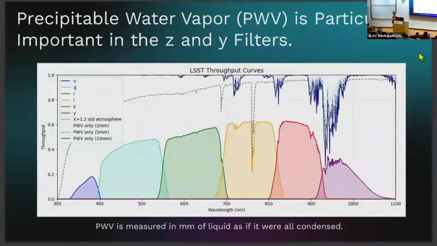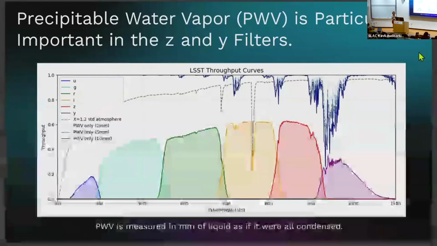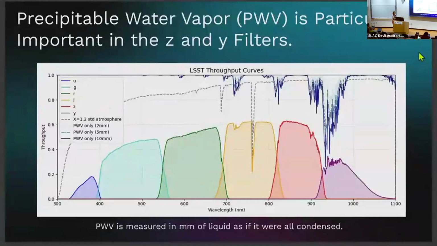Here I'm plotting LSST throughput curves. You can see the filters on the bottom. I've plotted a fiducial atmosphere at an air mass of 1.2 as the gray dashed line, and the precipitable water vapor contribution are the blue lines at the top. And you can see that it's the dominant component of the atmosphere between the Z and Y filters. And this is important for observations of objects like type Ia supernovae, which have a complicated SED that may interact with these bands in a redshift dependent way.